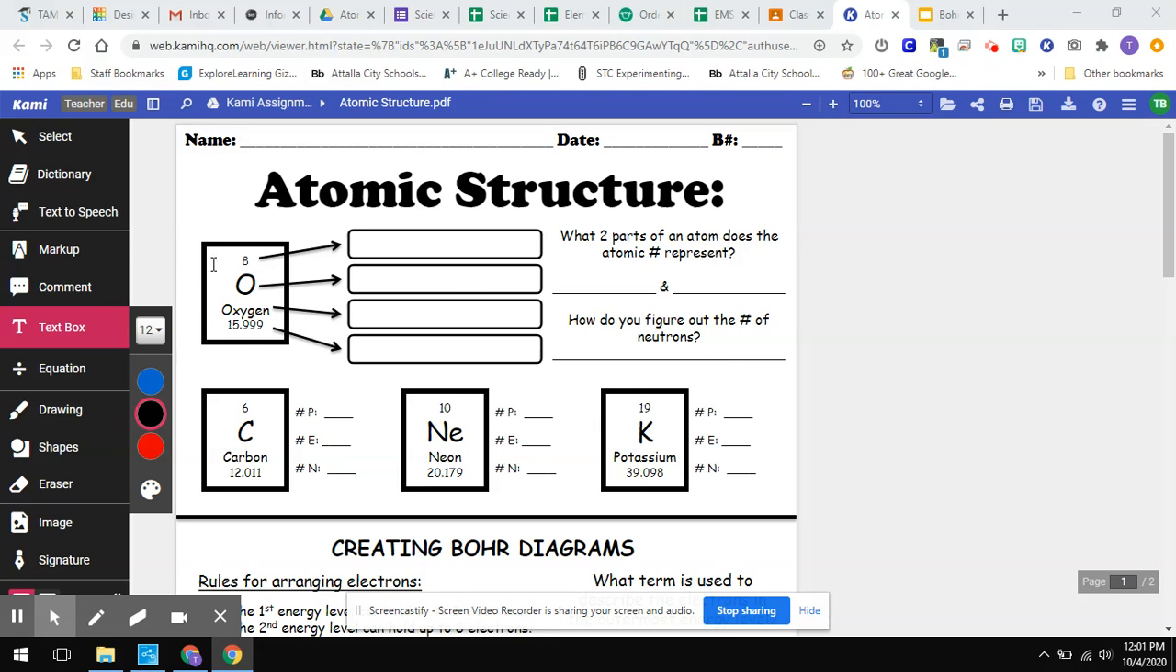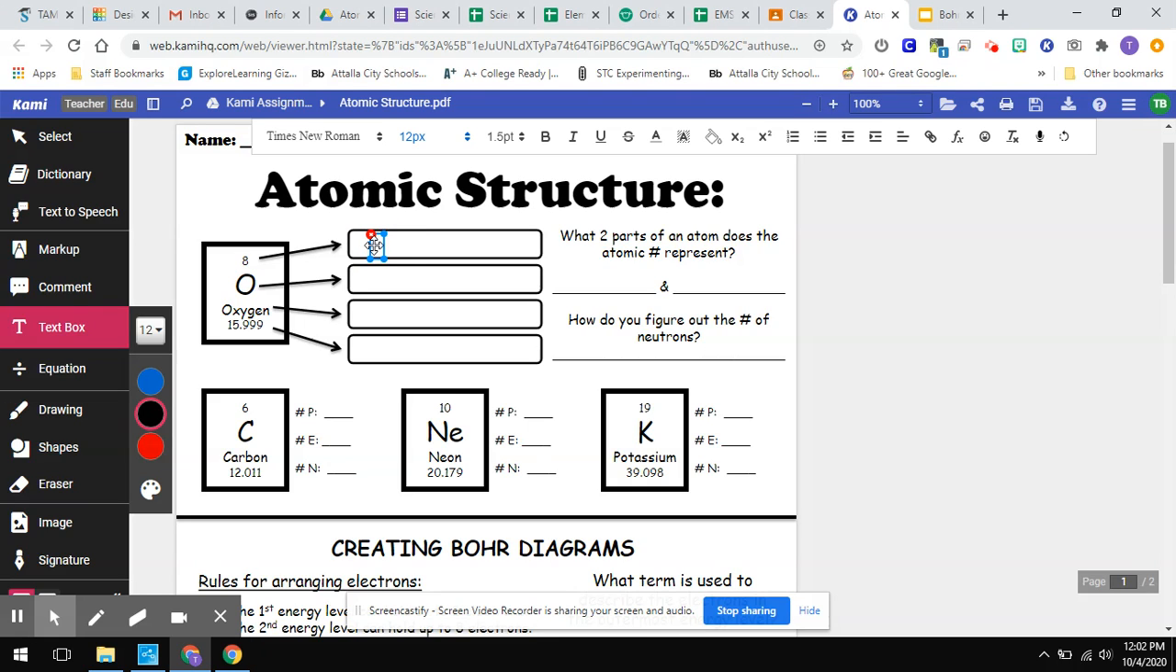This is an example of one of the element tiles. This is for oxygen. And things that we know about this just from looking at this tile is this number up here on the top, this is the atomic number. And this number is specific to the element. There's no other element that can have the atomic number 8. So in this, you would just have atomic number.